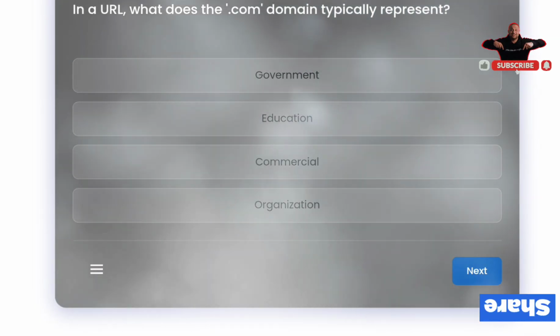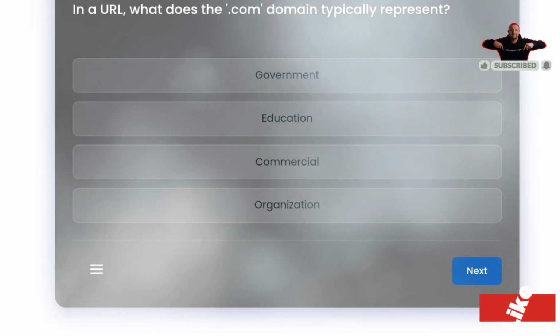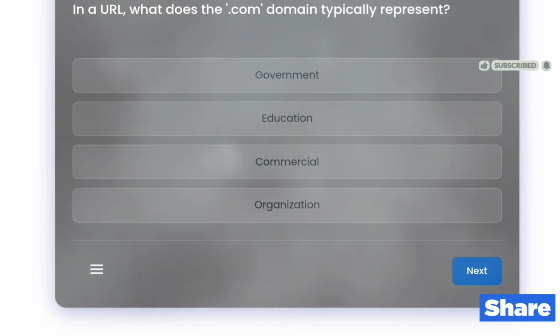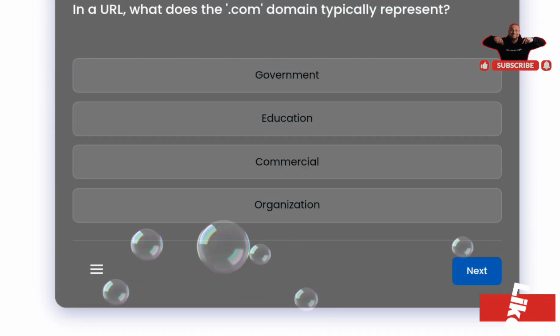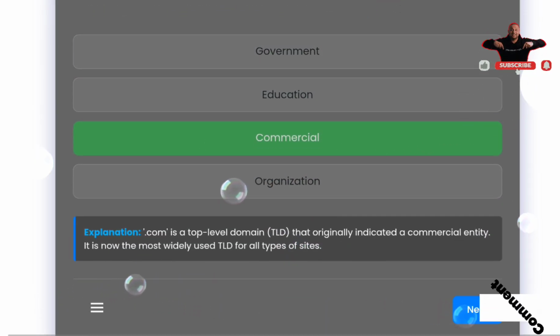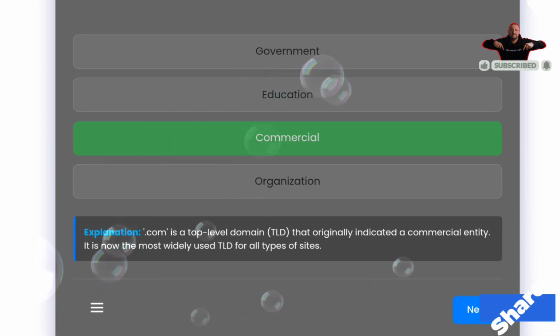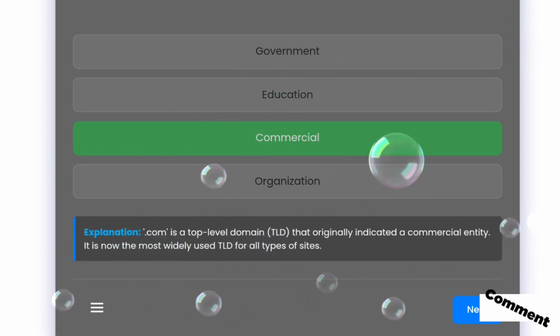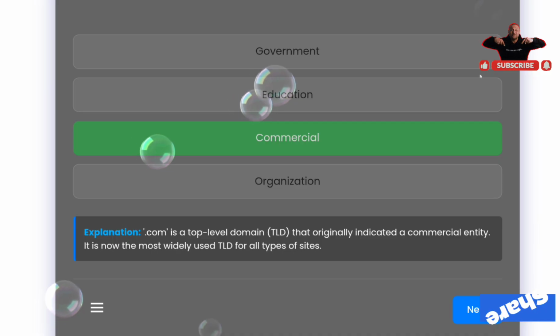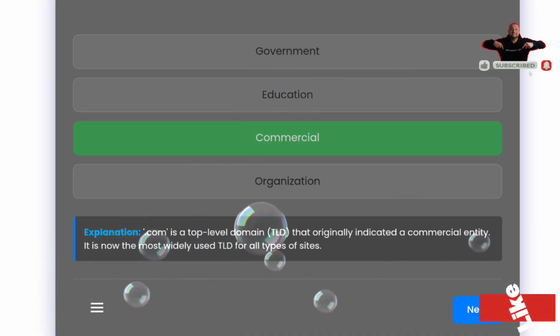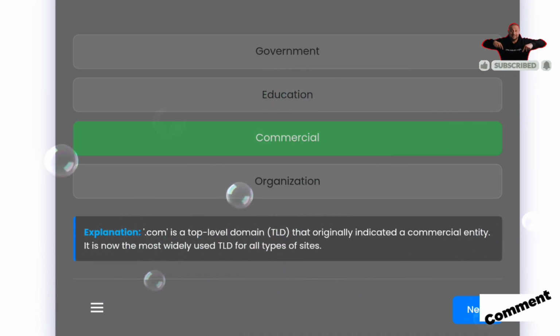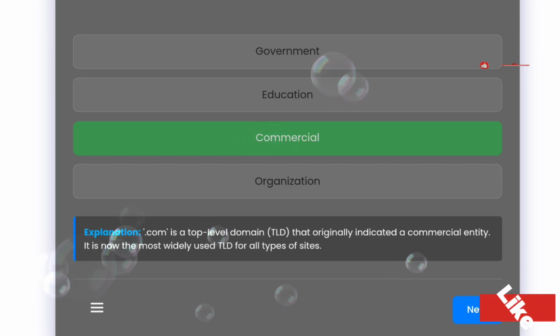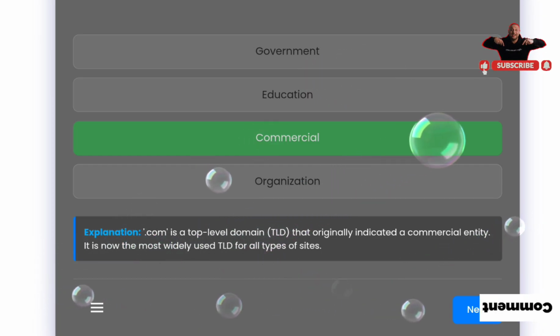In a URL, what does the .com domain typically represent? It's commercial. .com is a top level domain, TLD, that originally indicated a commercial entity. It is now the most widely used TLD for all types of sites.